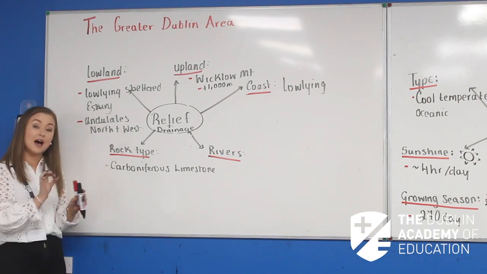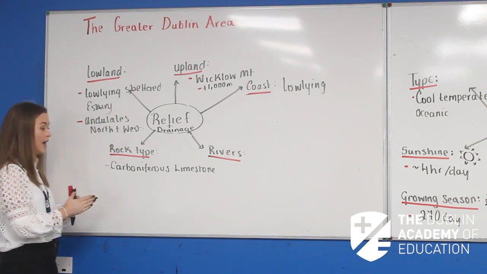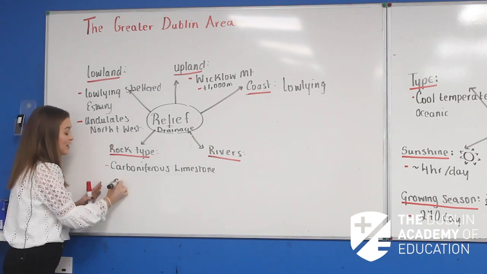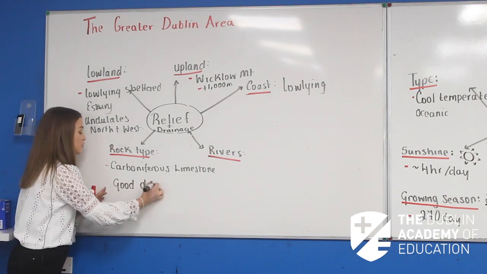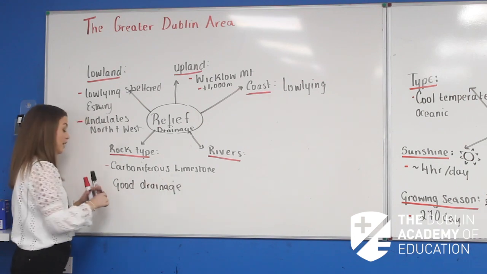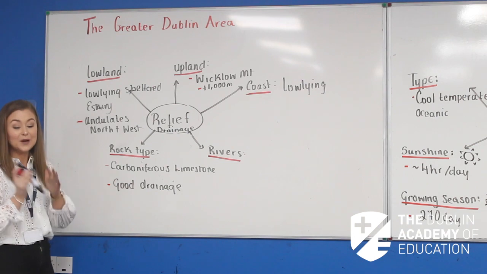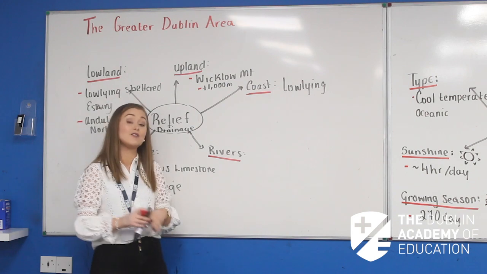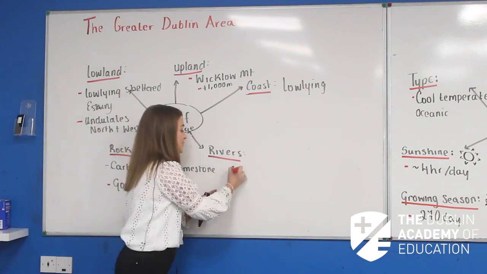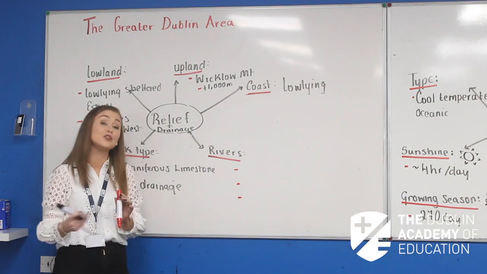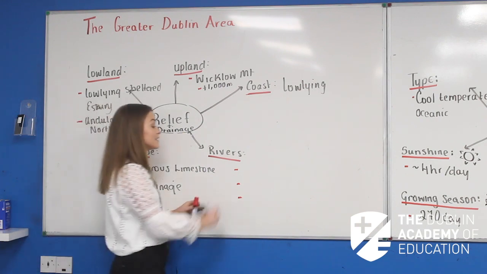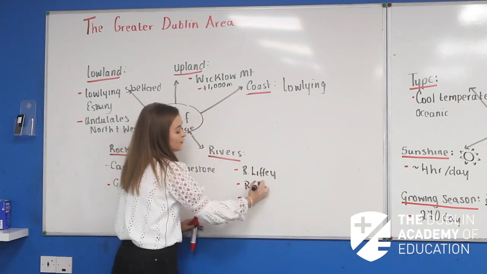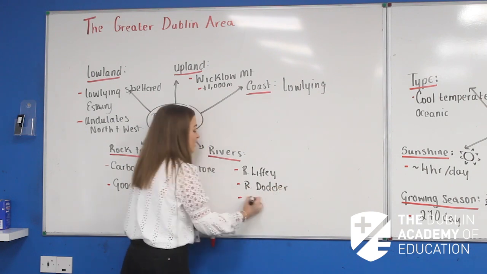Now, because of that, this is a permeable rock, okay? Like all types of limestone, which means water can pass through it, and that there is what we refer to as good drainage. So good drainage throughout the region. Now, the last point I'm going to make here is just about the rivers. I'm just going to name 3 rivers. We will reference them again when we get to soils next. 3 rivers that we have in the region that help the drainage are the River Liffey, the River Dodder, and the River Tolka.